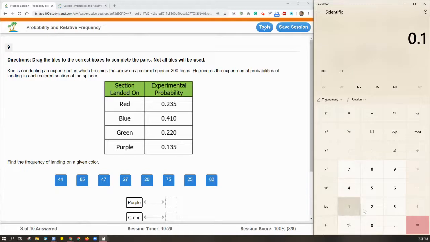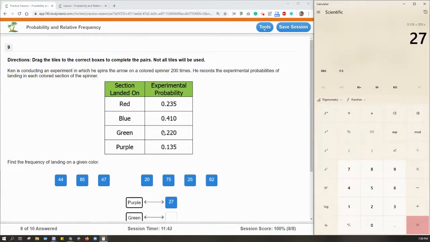What is 0.135 times 200? It's this portion of 200. So I take the portion and I multiply by 200 to figure out what that is. So 27. So you got purple, 27 out of 200 times. So again, we had 27 times out of 200 gives us our 0.135, which is the probability. So if they give you the probability, you just multiply by the total number of trials, which was 200, and it'll tell you the frequency, which was 27.